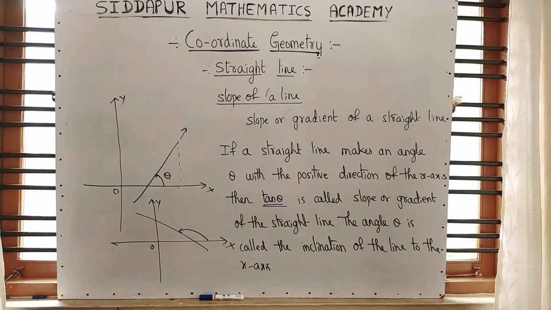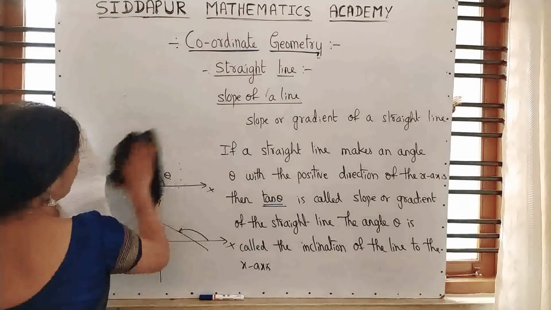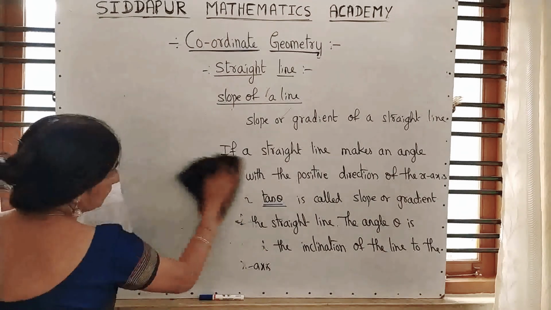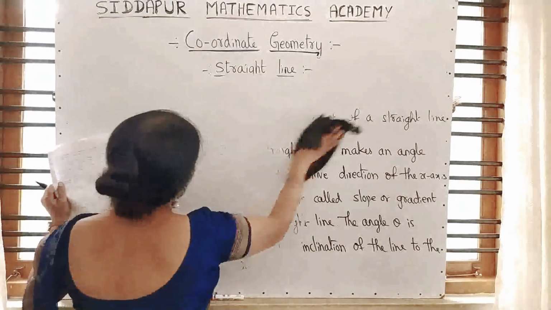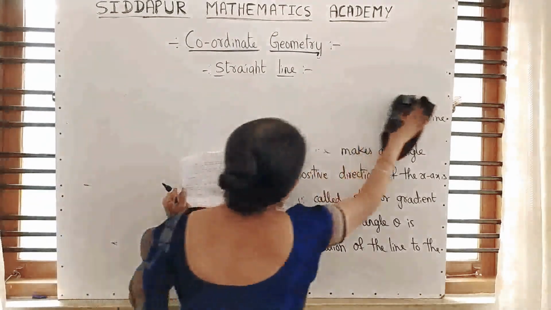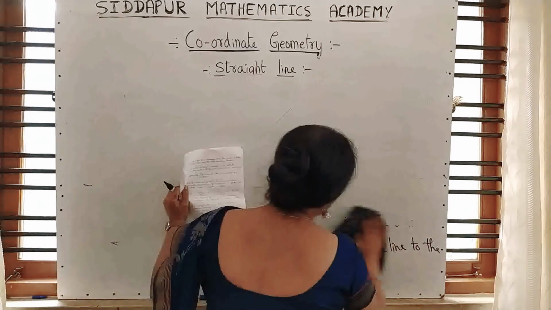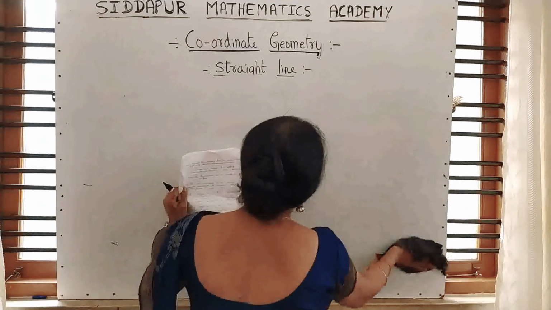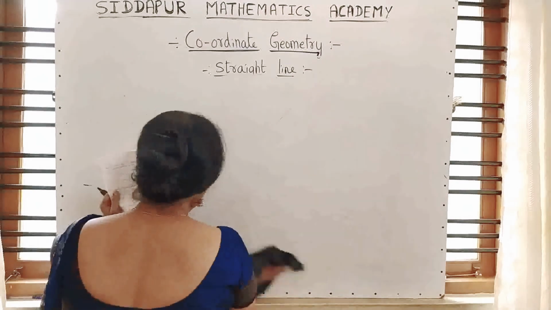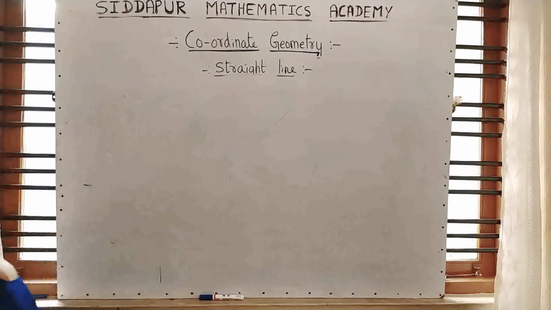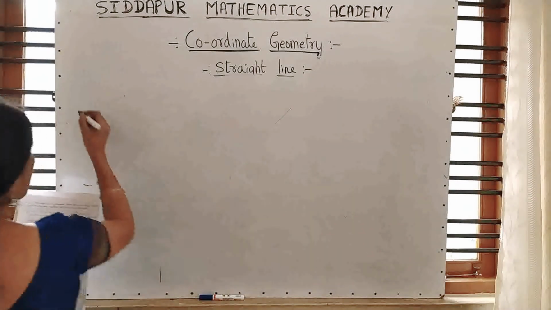For example, if the straight line makes an angle of 45 degrees with the x-axis, then tell me what is the slope? Slope is tan theta, that is equal to tan 45. Tan 45 is 1. Write down one example.